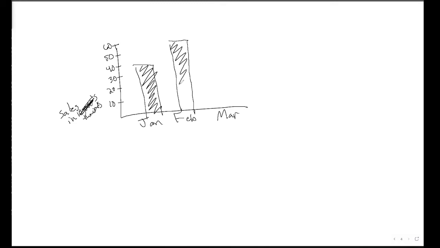And then 55. So I'm going to go in between 50 and 60. It's about right there. And put my graph there. Does that make sense? So same data. You can look at it however you want.